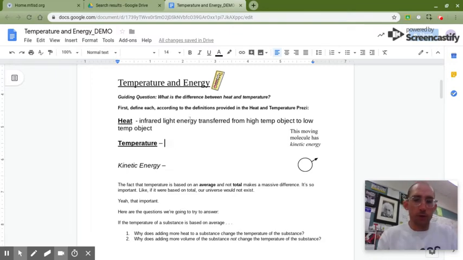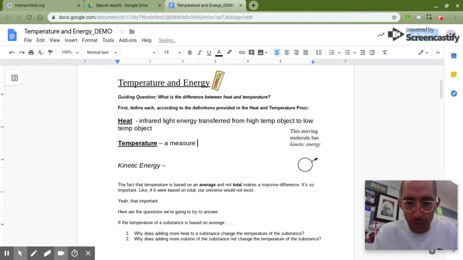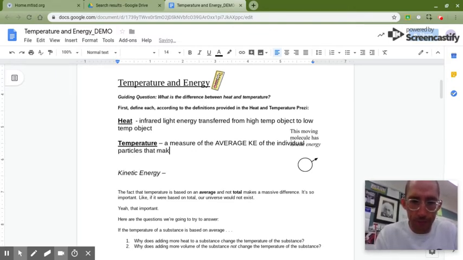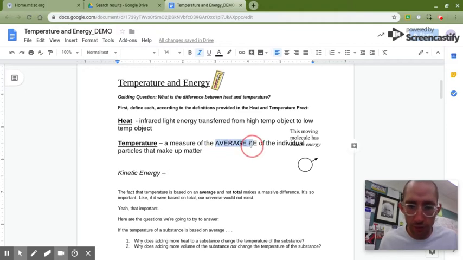Okay, temperature. Temperature is, what's my exact definition? It's a measurement of the average kinetic energy of the individual particles that make up matter. And then I go on to talk about average and total, why I put that in all caps. What's the big deal? Actually, it makes a massive deal. If temperature were a measure of the total kinetic energy of the individual particles that make up matter, it just wouldn't be possible. Our existence would not be possible.